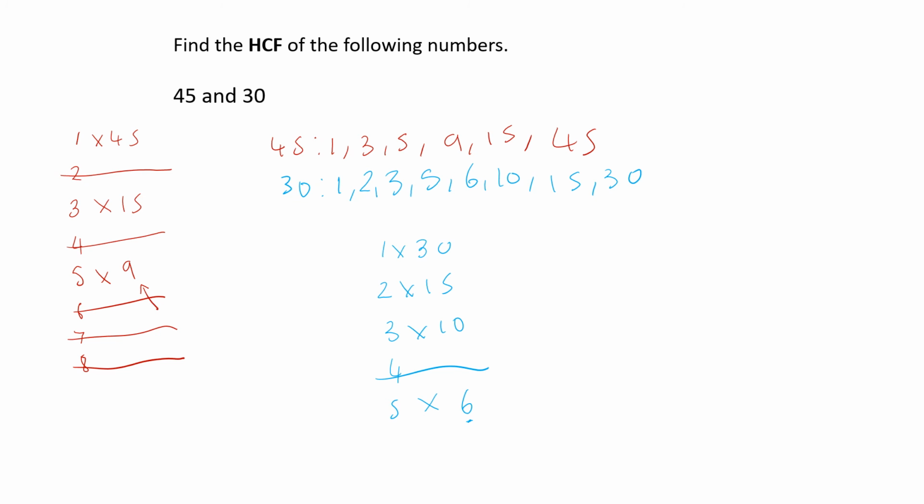So now let's look at which ones are the same. They've both got a 1. They've both got a 3, so let's get rid of that 2. They've both got a 5. They don't both have a 6 or a 9 or a 10. They've both got 15. So we find that our highest common factor here is 15.